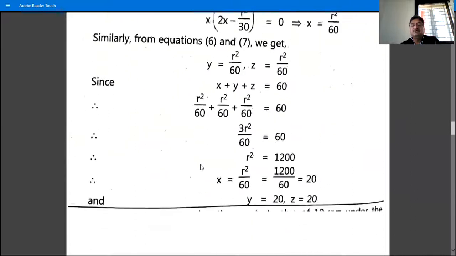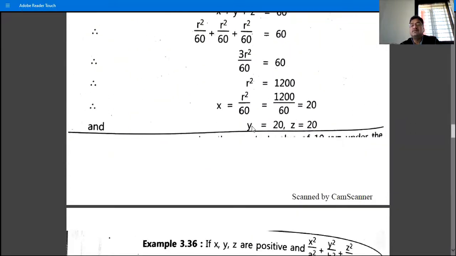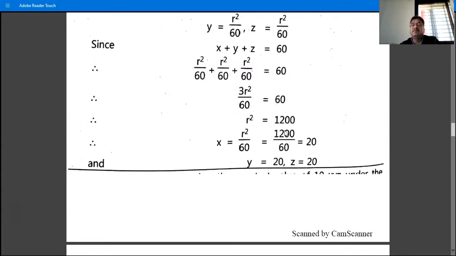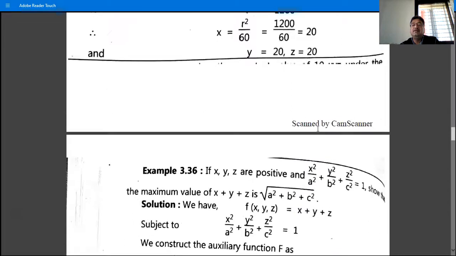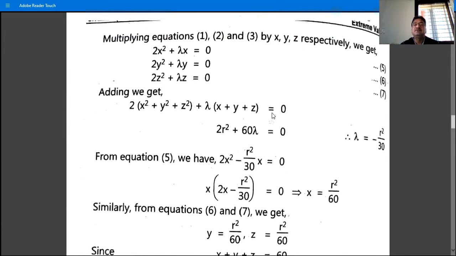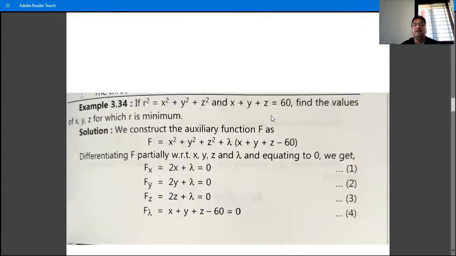So we have x, y, and z. R square is this, and then x, y, z is what? 20, 20, and 20. So the answer of this problem: find the values of x, y, z for which R is minimum. So R is minimum if x is 20, y is 20, and z is 20.